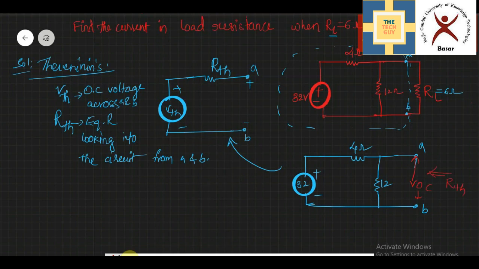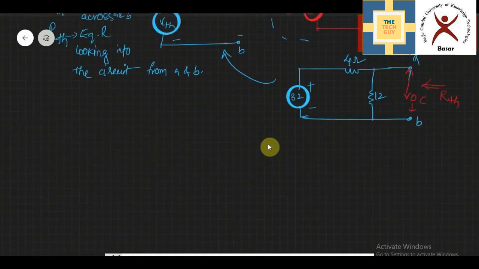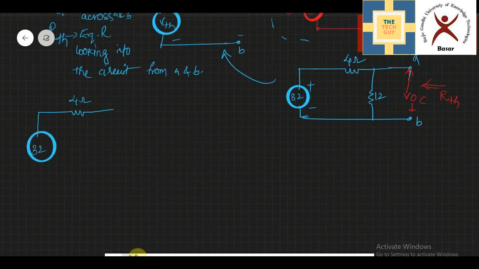So let me redraw the circuit here. This is just for understanding only. There will be so many independent sources when we move further. So this is 4 ohms, this is 32 plus minus volts, and this is 12.